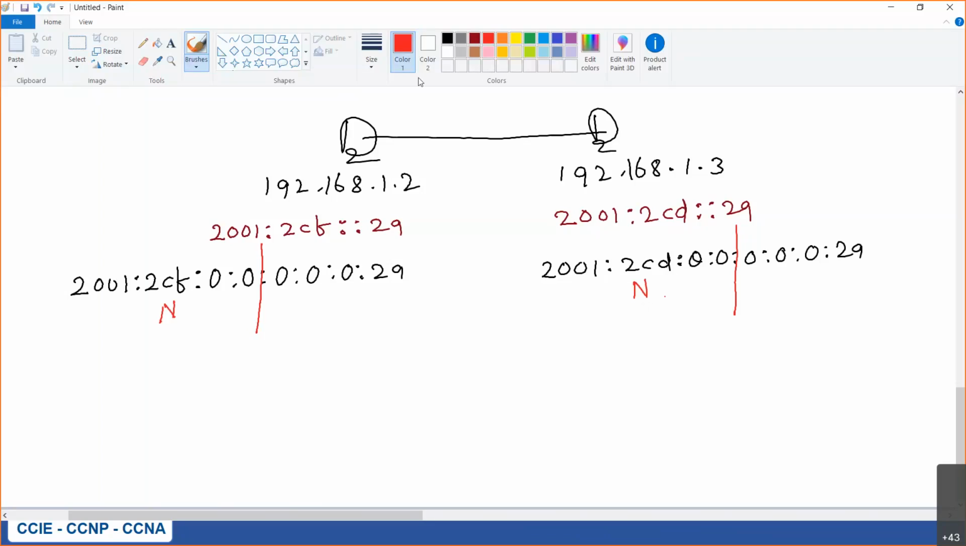Now let me check both. 2001 same. 2CF, 2CD. Are both the same network portion or different network portion? Different. So will they communicate now? The answer is no. Yes, they don't communicate because of the different network portion. So what I'm doing is, let me change 2CD into 2CF. I've changed it to CF. Now will they communicate?